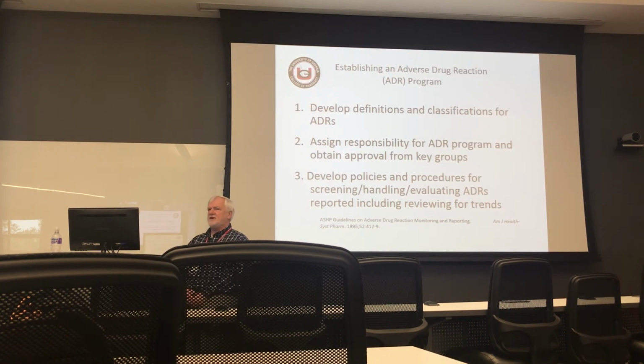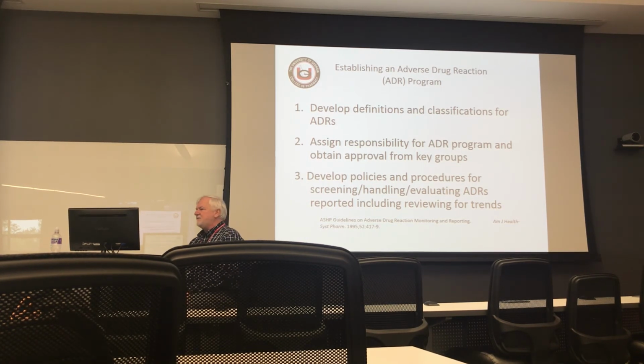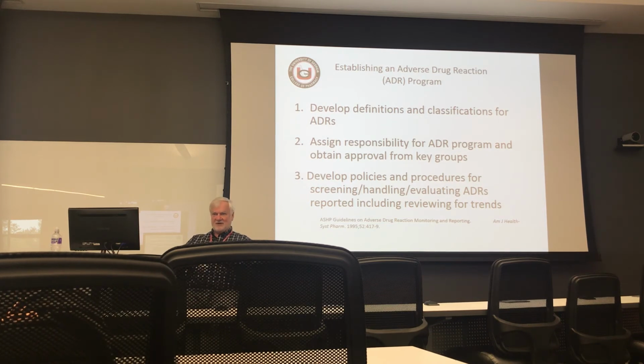So here are some steps to start the adverse drug reaction program. 1, develop some definitions and classifications for ADR. So what within your organization, what within CVS, or what within your 3 independent pharmacies. I guess we're talking about Barney's, that might be, how many do they have now, 5 or 6? 7. They have 7 pharmacies. How might you define ADRs for your system? Assign responsibility for the program and obtain approval from the CEO of the, what's his name? Barry. Get approval, Barry, to do this.